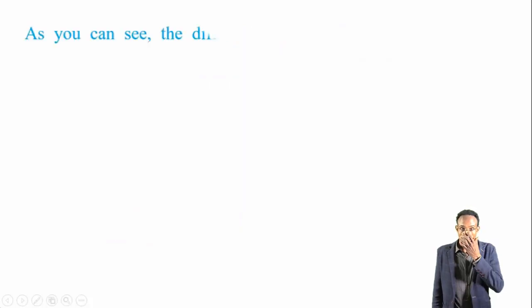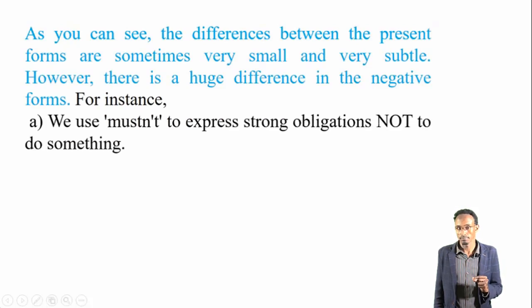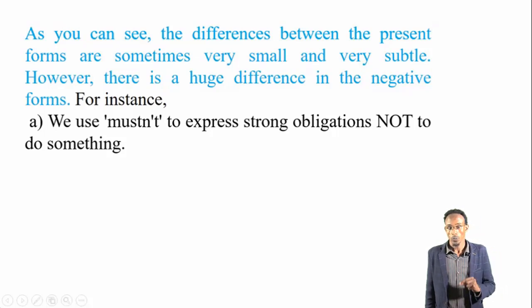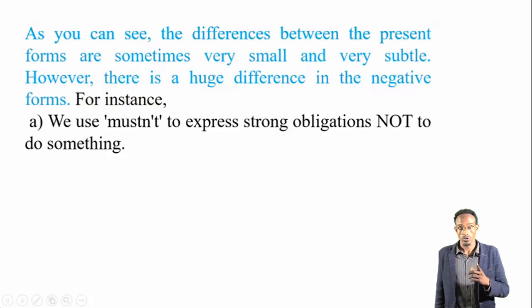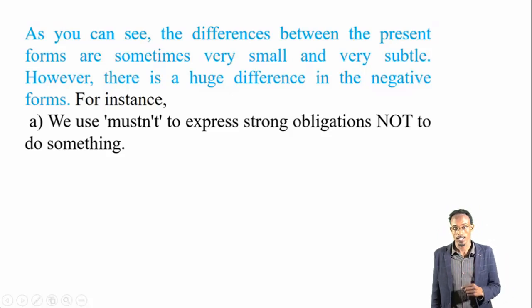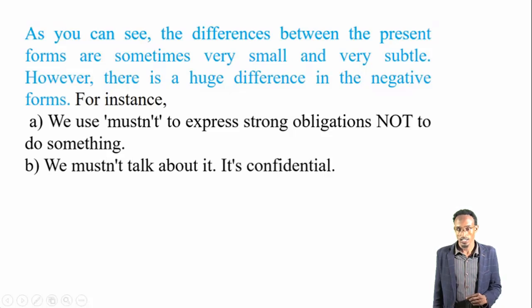As you can see, the difference between the present forms and sometimes is very small and very subtle. However, there is a huge difference in the negative forms. For instance, we use mustn't to express a strong obligation not to do something. For example, we mustn't talk about it. It is confidential.